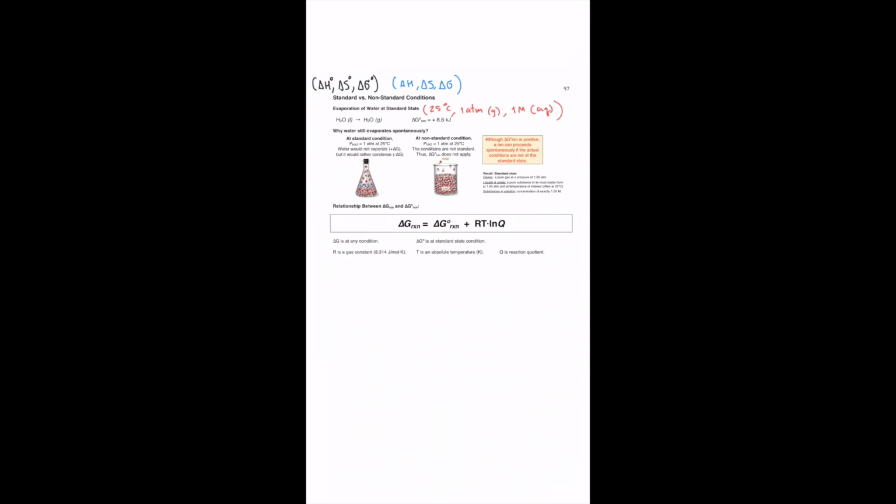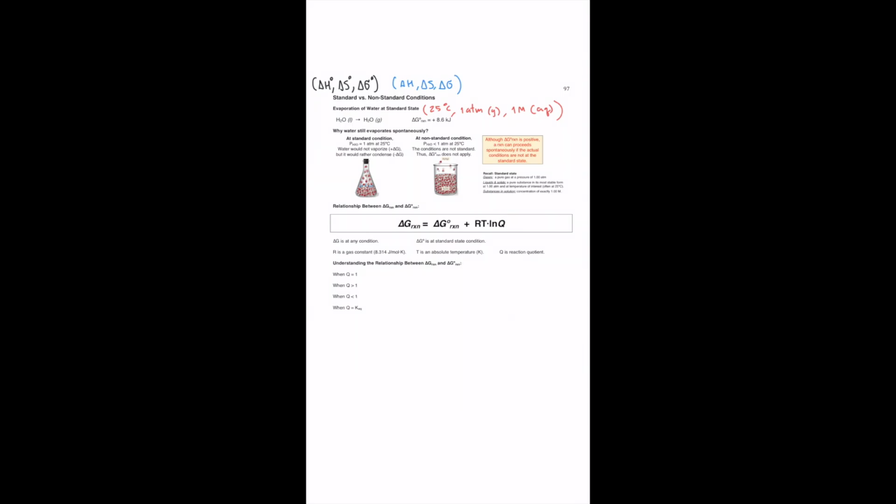Note that the difference between these two is that the naught sign indicates the standard condition. R is the gas constant. In this case, we are looking at the energy which is in joules. Therefore, the gas constant will have the unit of joule per mole per Kelvin. Therefore, the temperature has to be in Kelvin, and Q is the reaction quotient. It tells you about the ratio between the product over the reactant. It doesn't have to be at equilibrium. It can be at any point of the reaction.